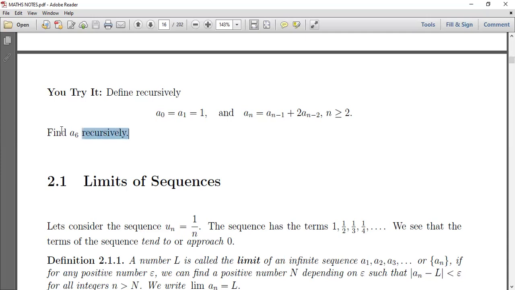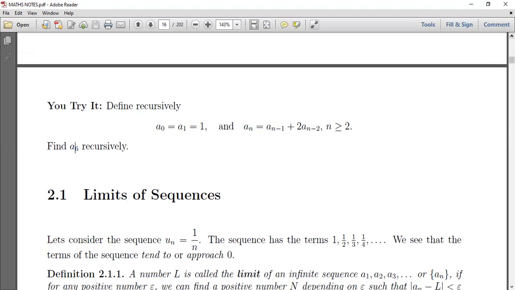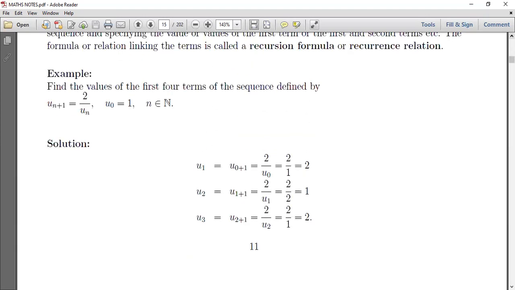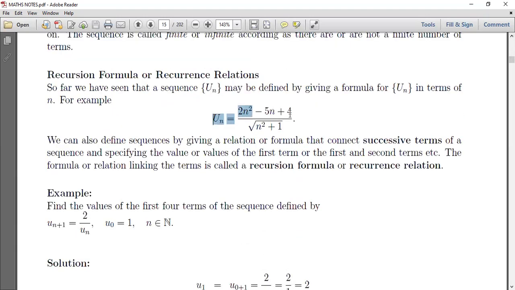So the question here is find a6. Unlike when the sequence is given as a formula like this, where we are able to calculate any term that we want. If I want u100, where there's n, I'm just putting 100. u100 is equal to 2 times 100 squared minus 500 plus 4 over the square root of 100 squared plus 2. That's a formula.